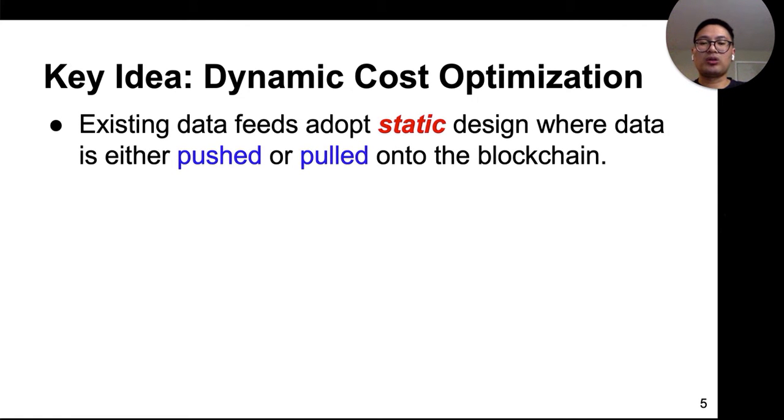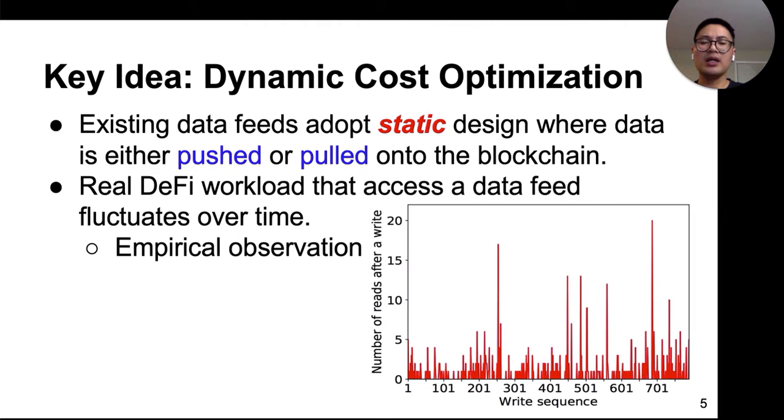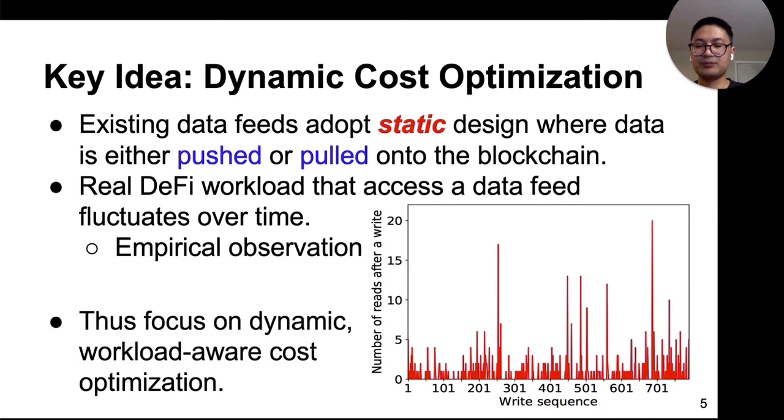Existing data feeds adopt a static design where data is either pushed or pulled onto the blockchain. We collected a real DeFi workload and found that the access to the data feed fluctuates over time. As the figure shows, the number of reads after a write varies a lot. Therefore, we focus on dynamic workload-aware cost optimization.